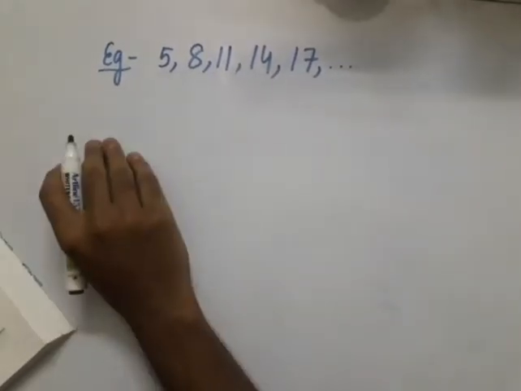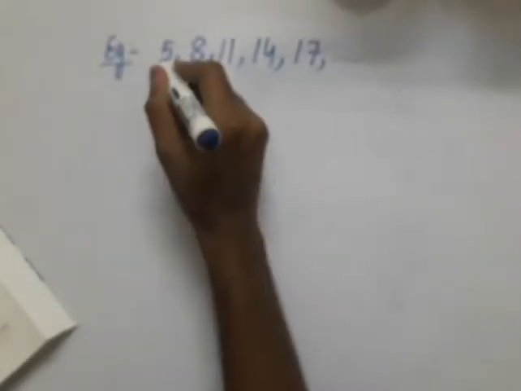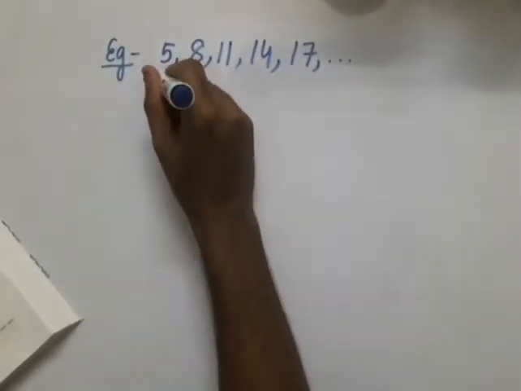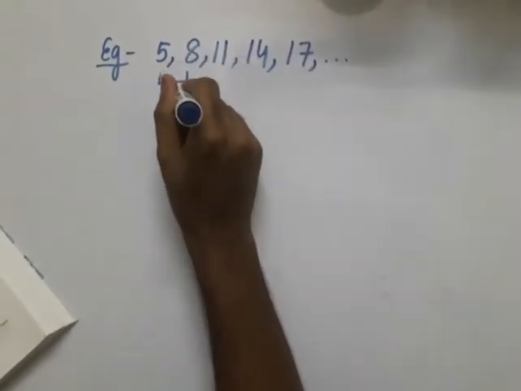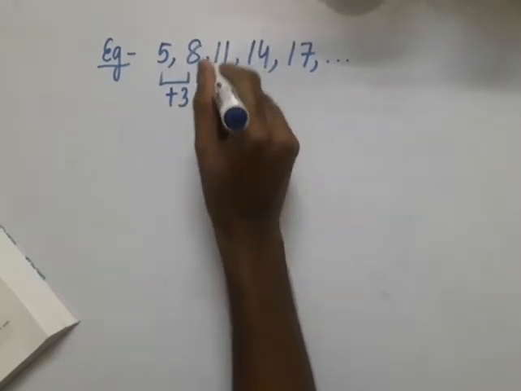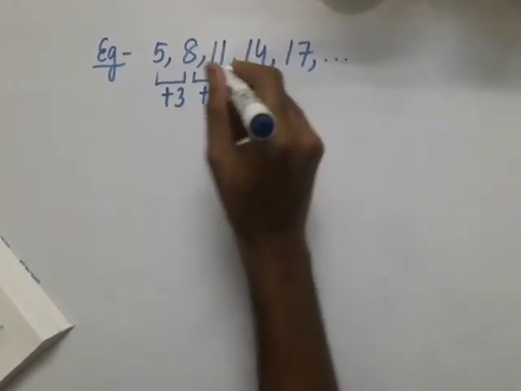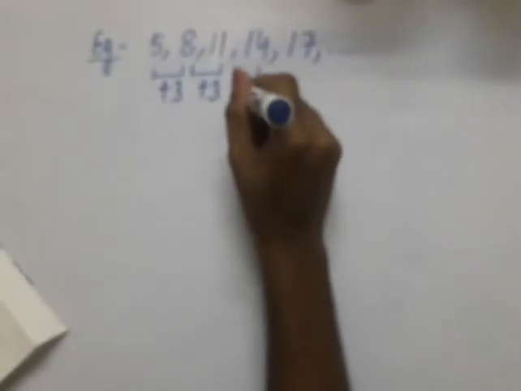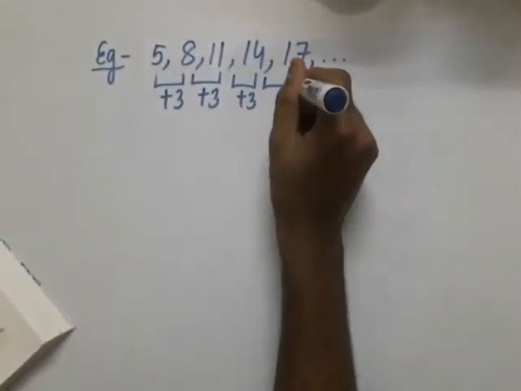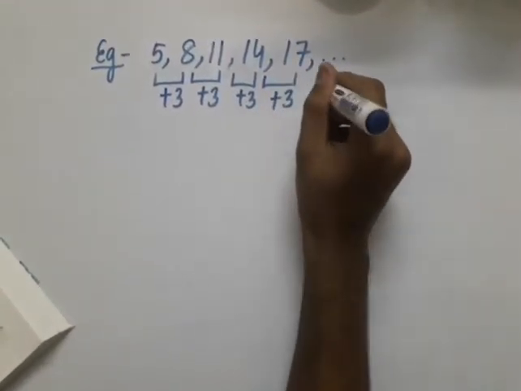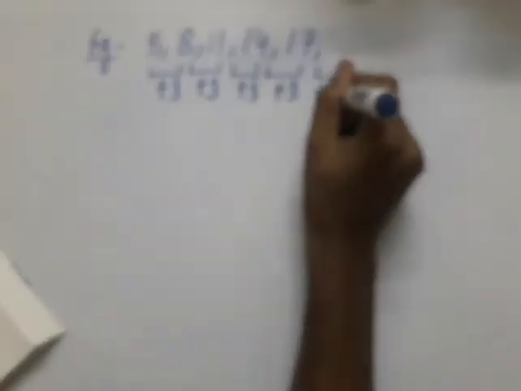Now let us consider this sequence. Now the first term is 5. When we add 3, we get the next term as 8. Then we add 3 and we get the next term as 11. Then again we add 3, we get the next term as 14. Again we add 3 and we get the next term as 17, and it goes on like that.